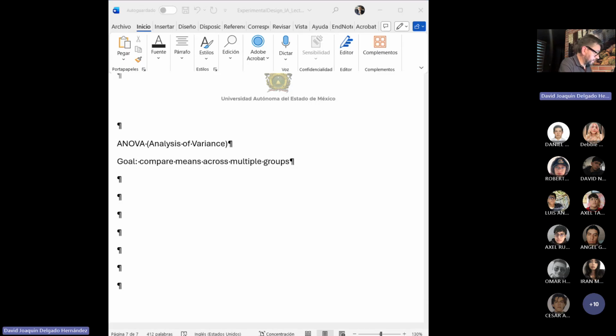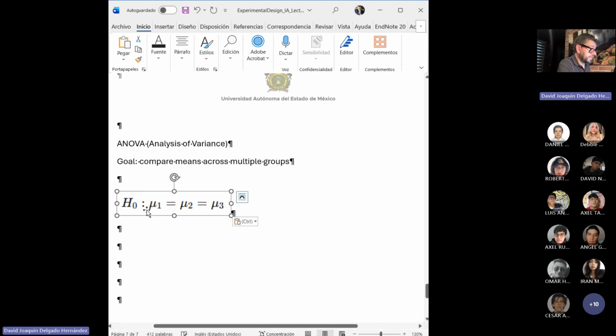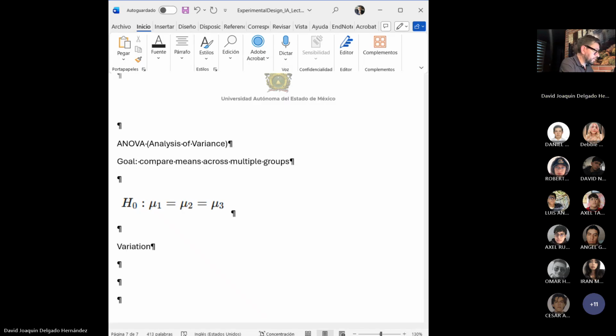So the hypothesis to test is that the means of the populations are equal: mu1 equals mu2 equals mu3. So here what we should look for is variation between groups and variation within groups. Okay.